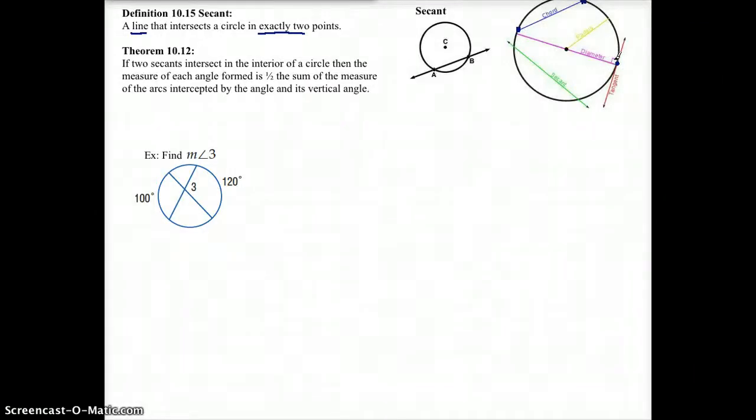And then also they do a nice job of reminding us here that a diameter or radius drawn to the point of tangency will create a perpendicular, or a right angle, with the tangent line.